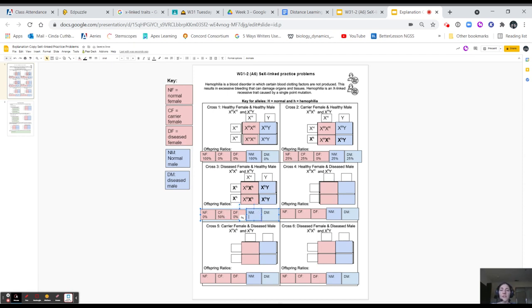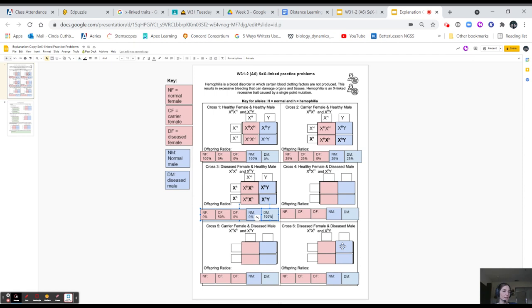So then we go over to the male, the boy side. So normal males, there are none. So 0% chance of having a normal male. Diseased male, okay, we have a 100% chance. So if this couple decides to have children and the child is male, it is going to have hemophilia. There's no way for it not to happen. Okay, so that's how you're going to do the first page.